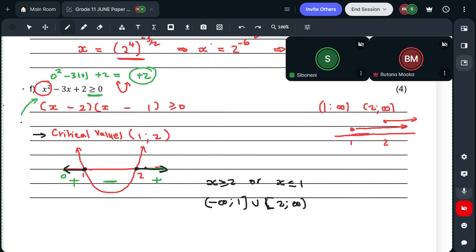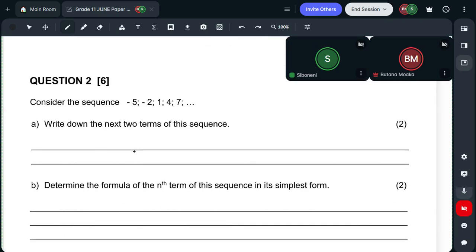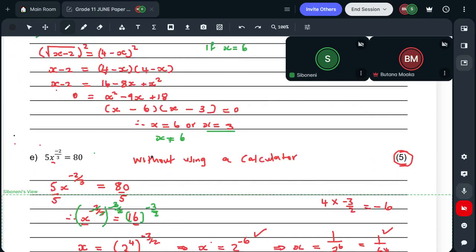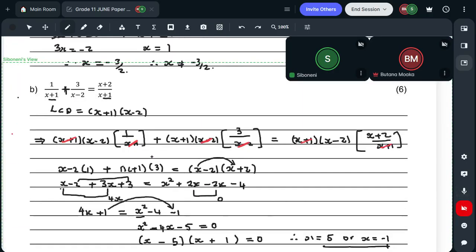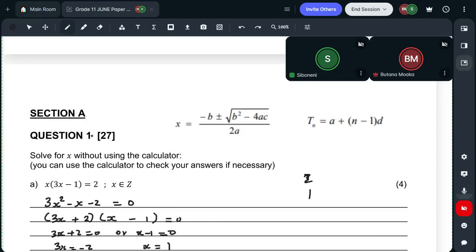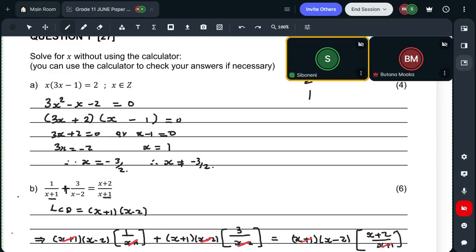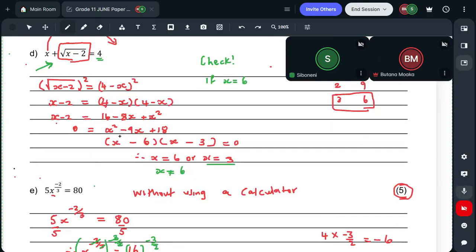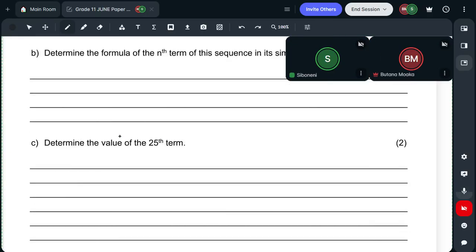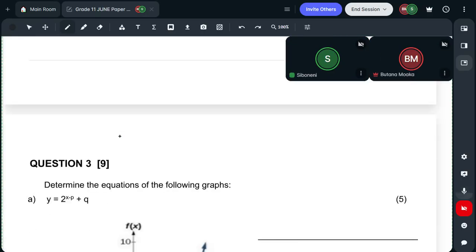Okay, let's move. I think this is the last question for question 1. Okay, let's look at the mark allocation. Can you believe that question 1, the mark allocation is 27 marks? Just imagine 27 marks.